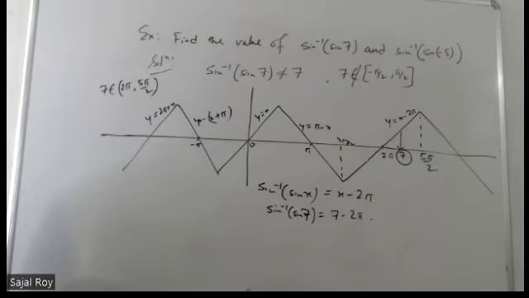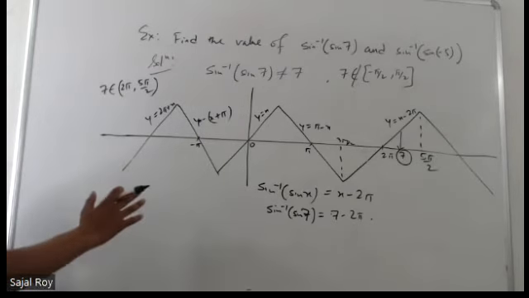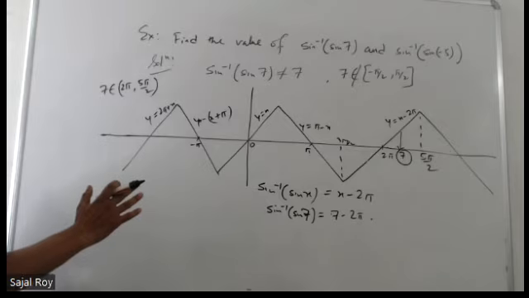Is that clear? So draw the graph. If you have a question, draw the graph. This type of question and this type of question will come in the chain.